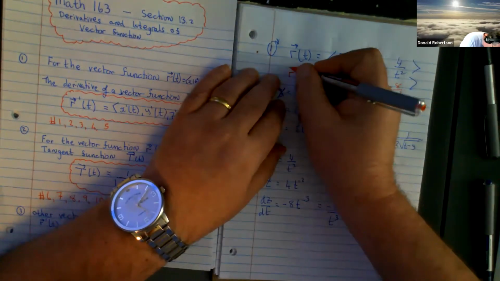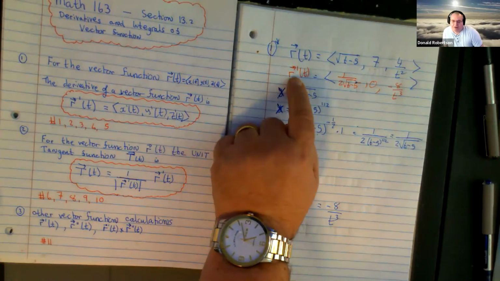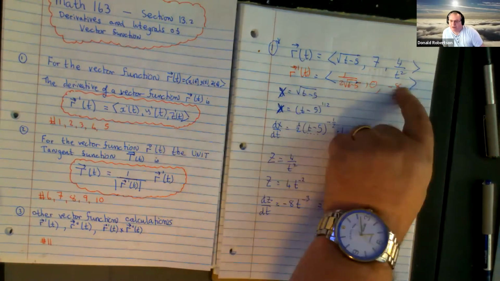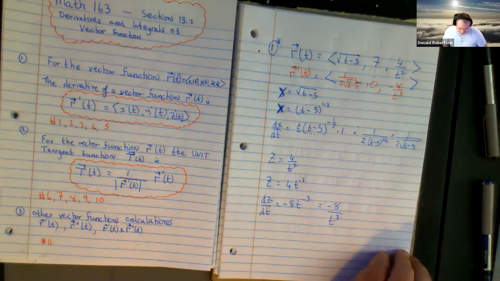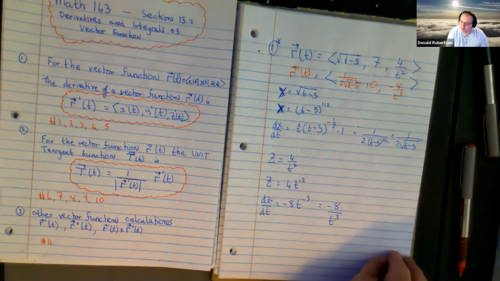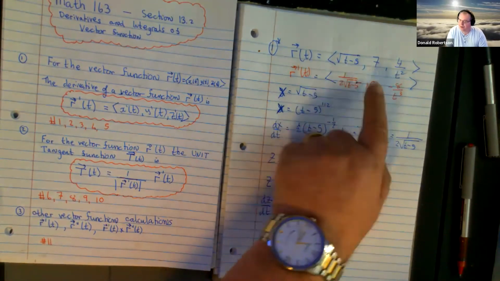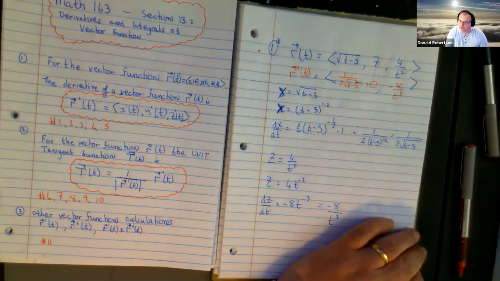So the derivative of this vector function is that guy. Are we good? Really, aren't you just doing Calc 1 differentiation 3 times? It's really all you're doing.